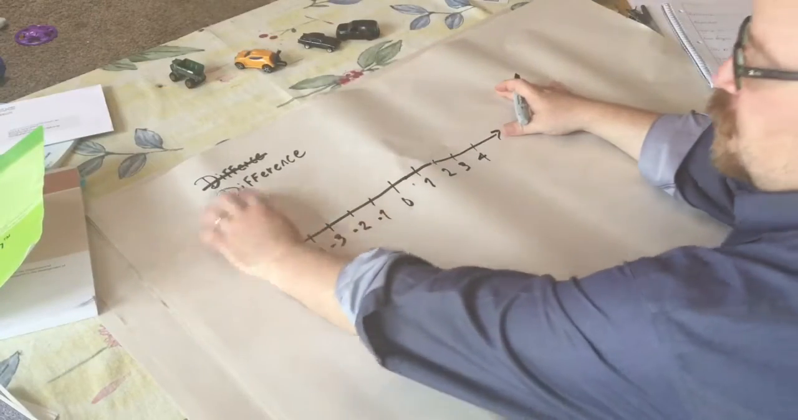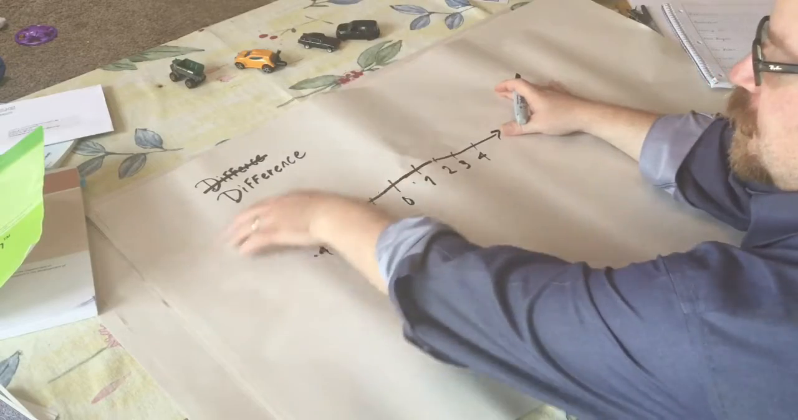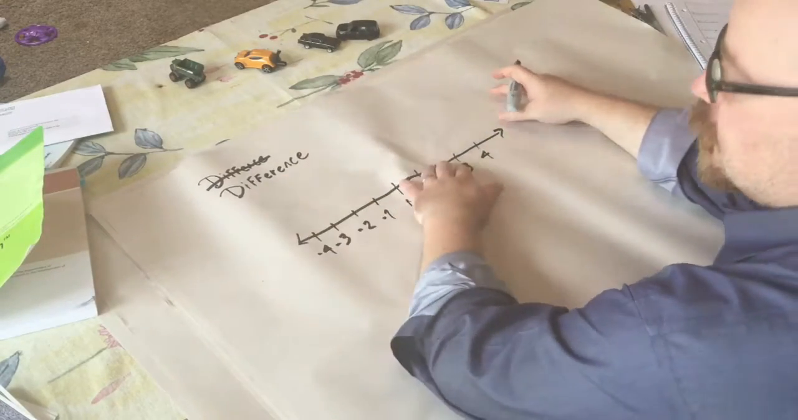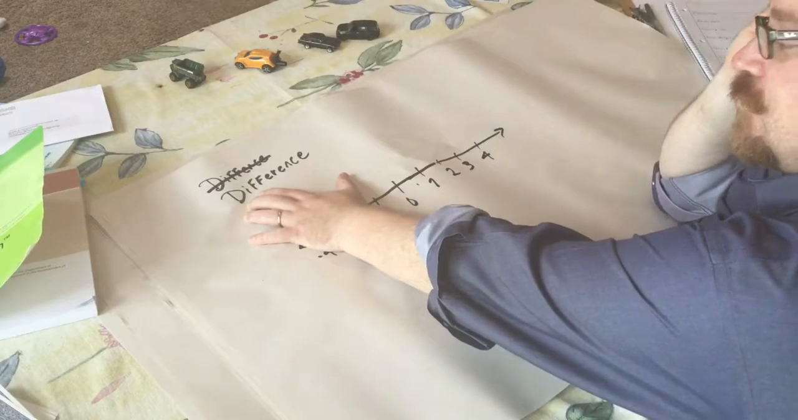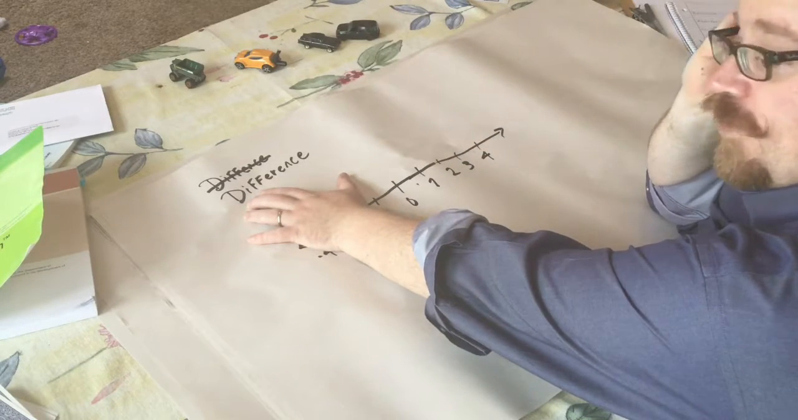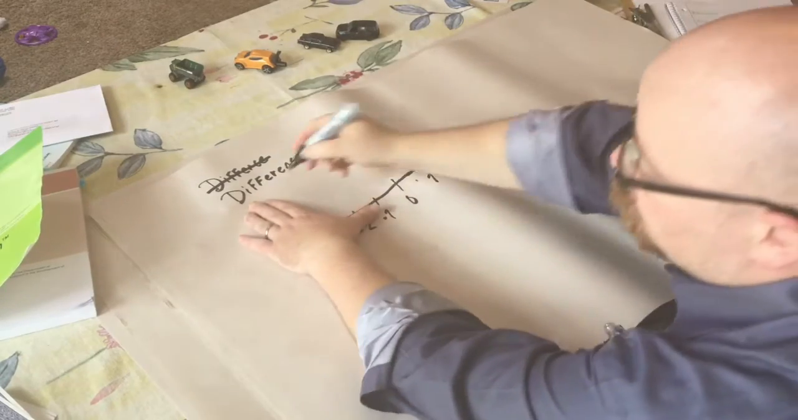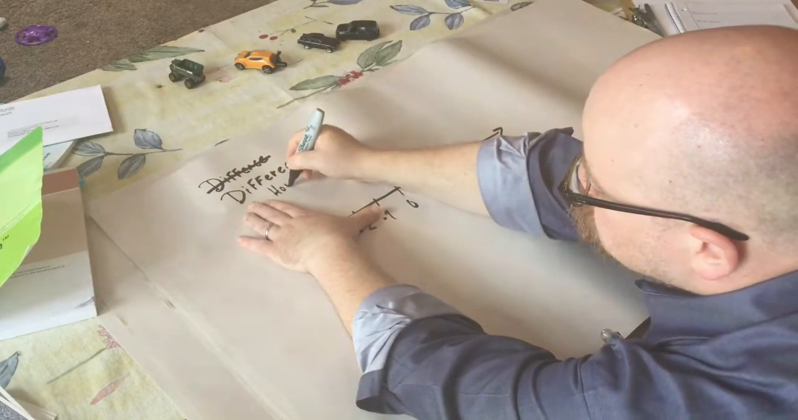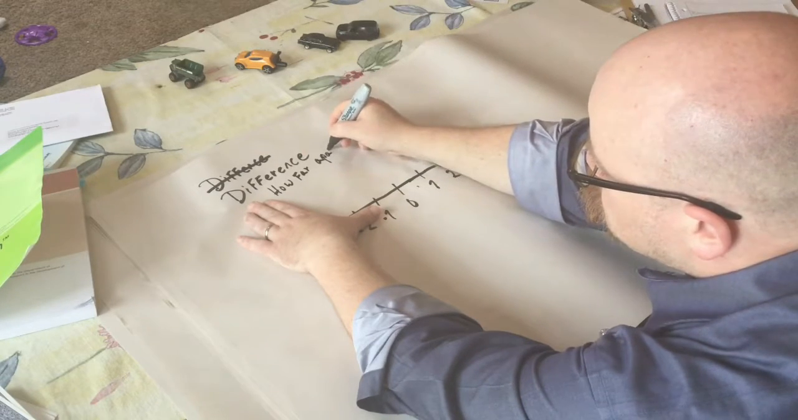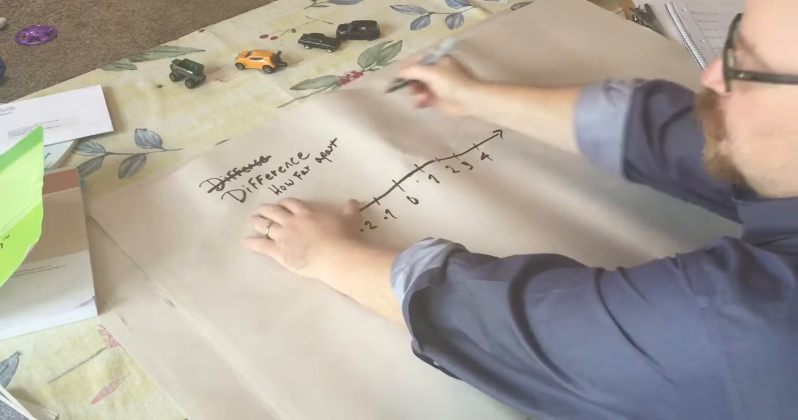All right, so here's a new one, difference. This is a word that students have been encountering for years and years. Okay, a difference is essentially how far apart are two numbers on the number line. And in what direction?